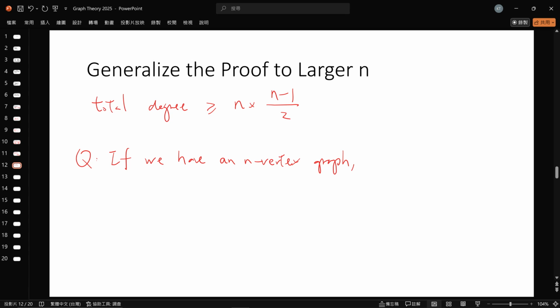So let me first give you some examples. Let's try 10. If we have a 10 vertex graph with 20 edges, that's all the information you have for this graph. Clearly there are many different ways of drawing this kind of graph, with 10 vertices and 20 edges. Can you guarantee that no matter how you draw the graph, it must be connected?